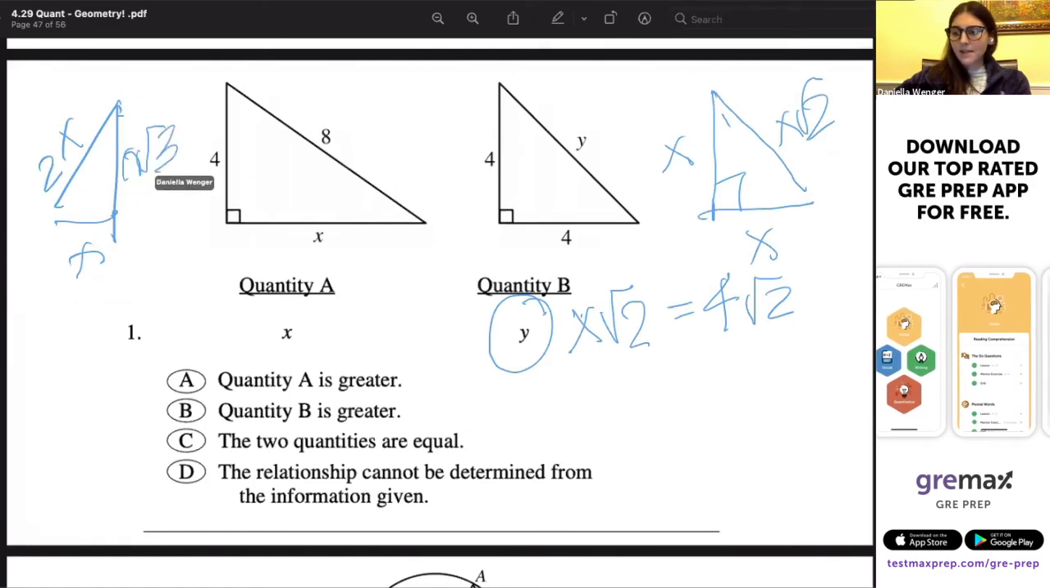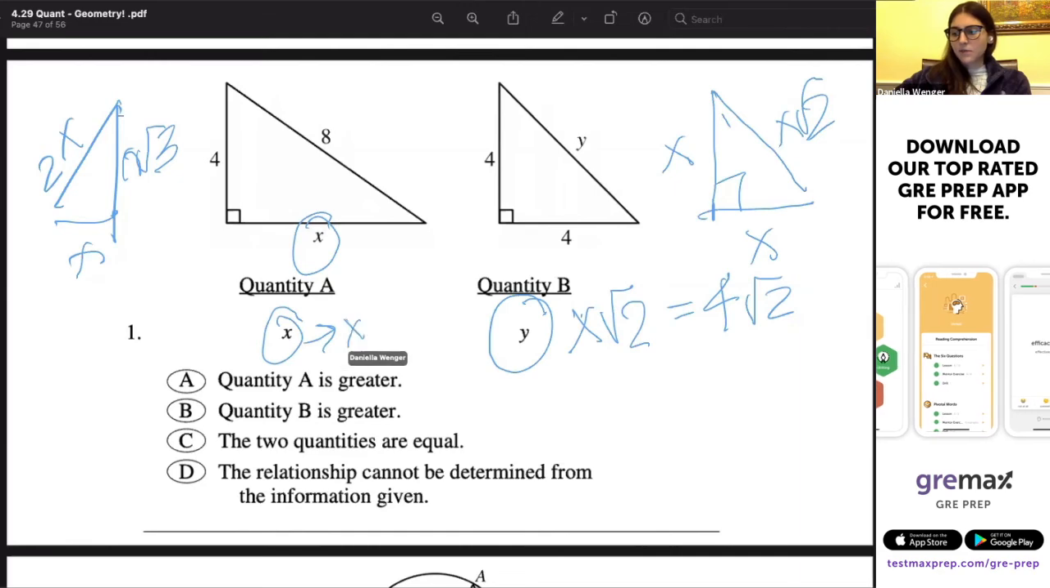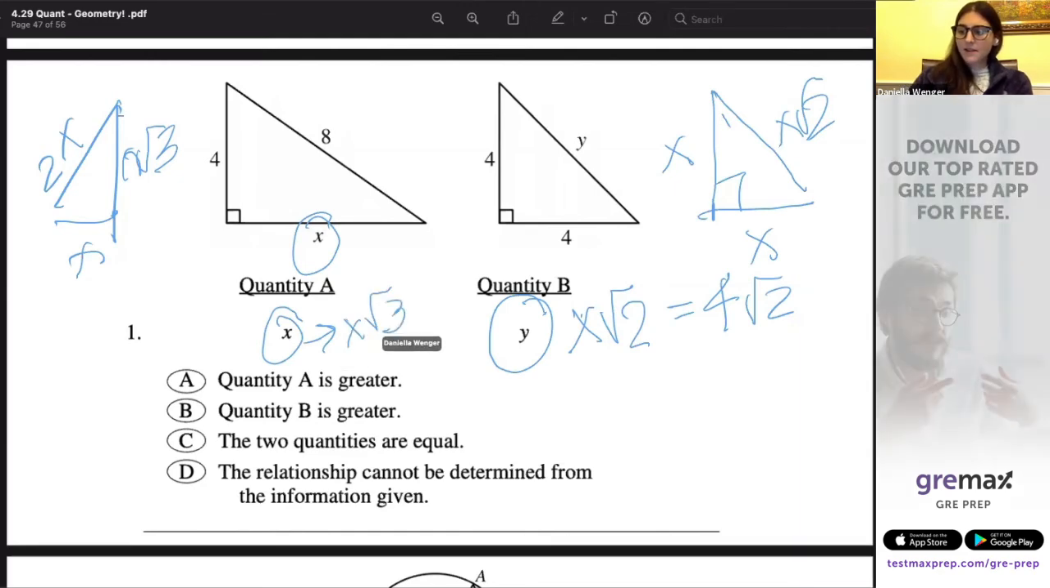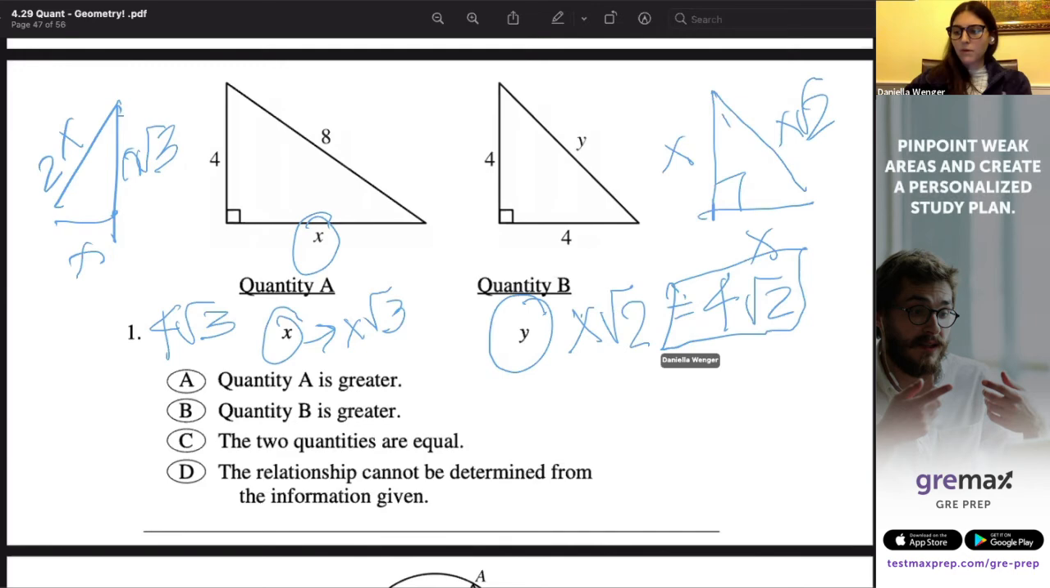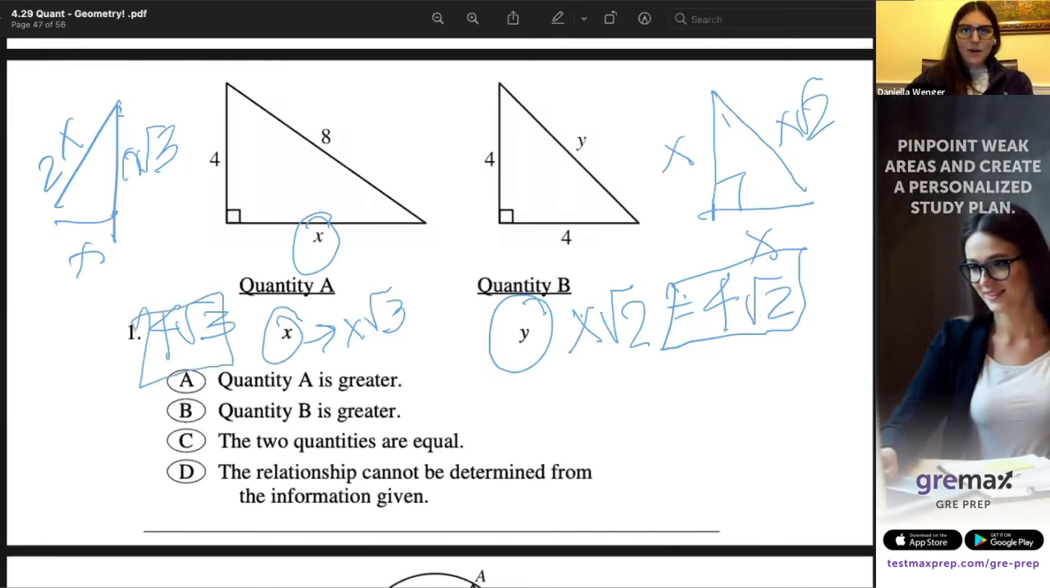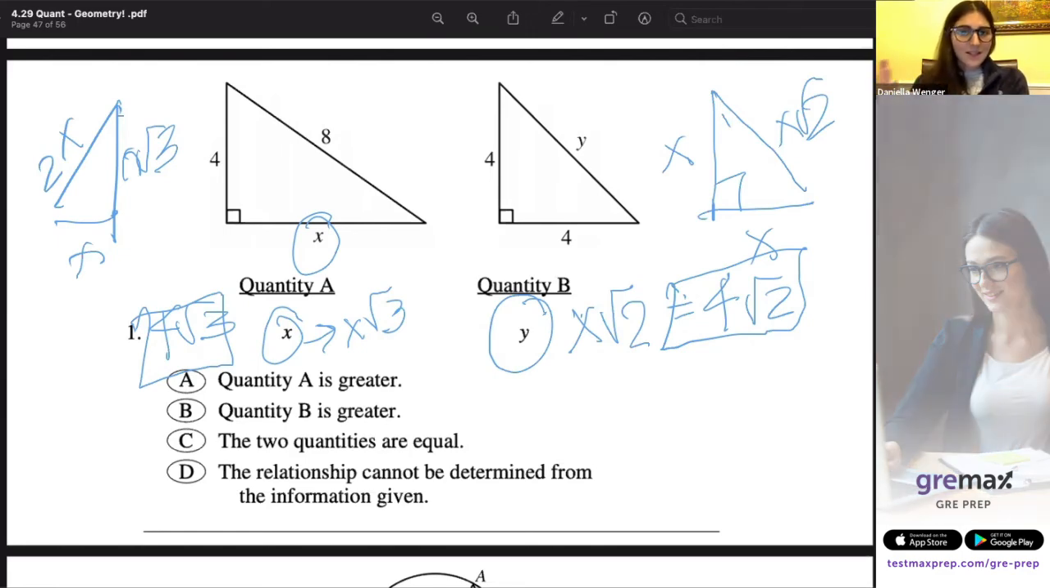So that means that x here, which is this x here, is x root 3, and in this case, 4 root 3. And now we're comparing these two quantities, 4 root 2 and 4 root 3. And usually on typical GRE webinars, I don't dive into the frameworks immediately. I usually ask a question beforehand. Is D in play? Does the answer exist?